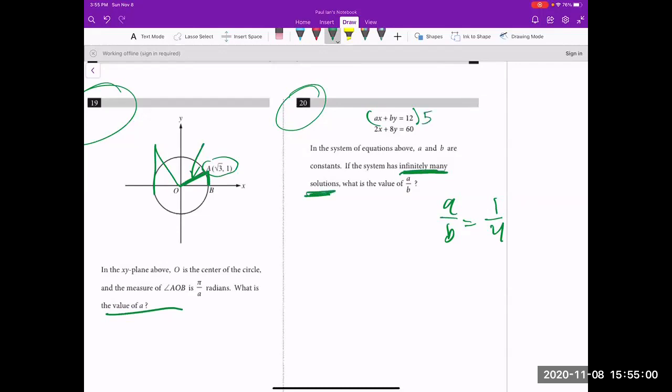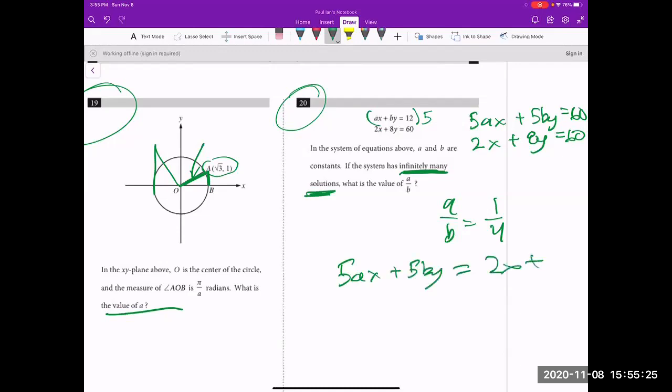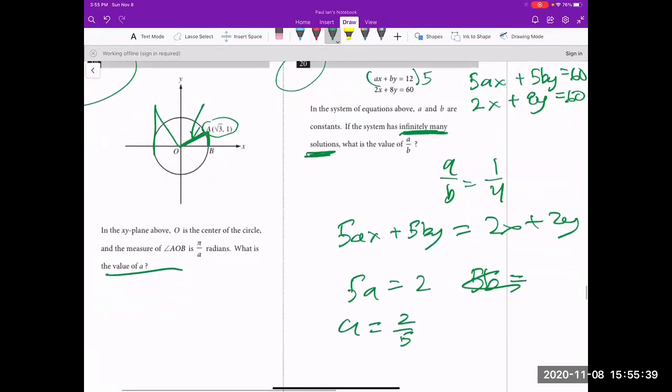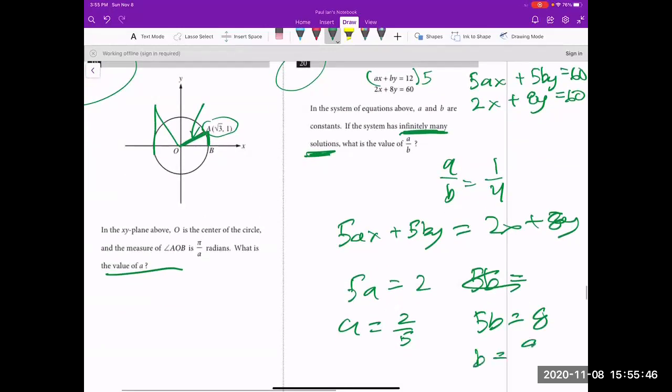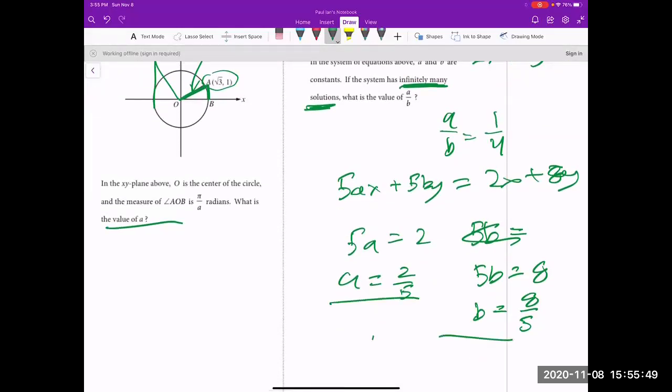So you have to make them equal the right-hand side first. You would do this, right? Like that, and then equal 60. And since there are infinitely many, you can make them equal each other. And after you do that, you can pretty much equate the coefficients. So 5a equals 2, 5b equals 8. So a equals 2/5, and b equals 8/5. And after you do that, you just do this.